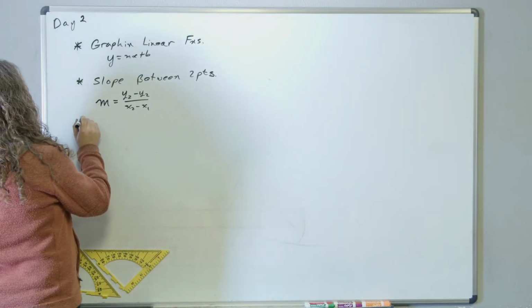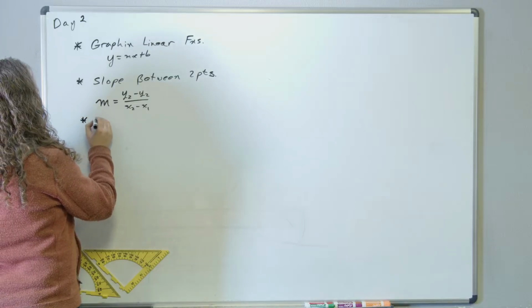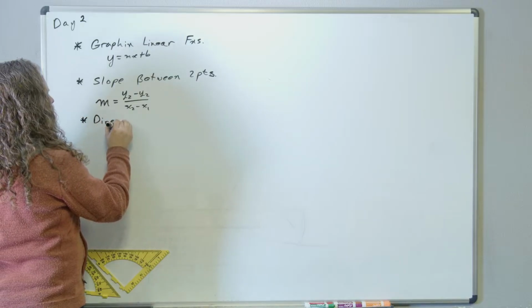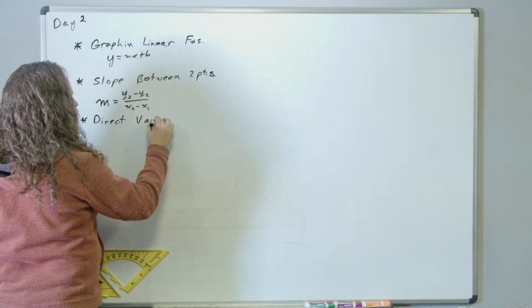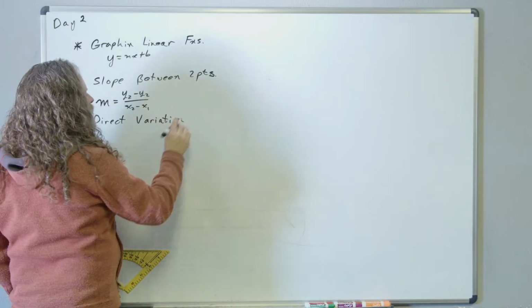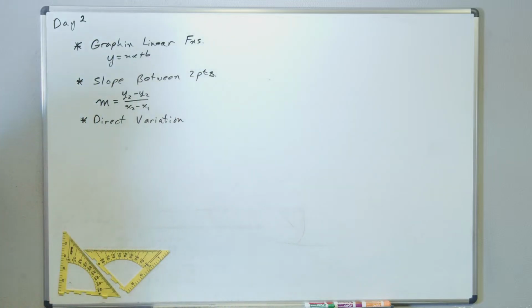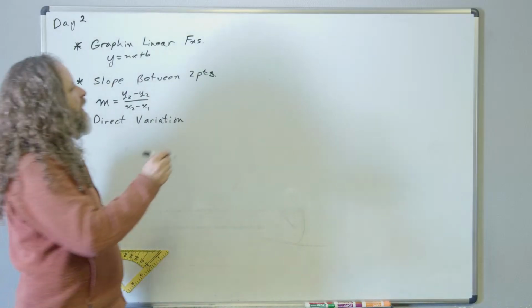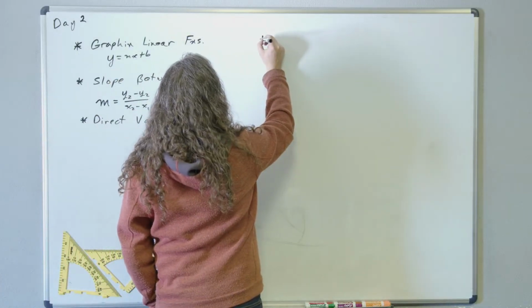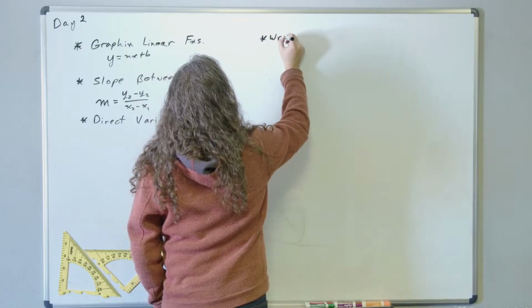You need to be able to solve direct variation problems. That's like that bonus question on that other test, right? You will need to write equations of lines given different types of information. Right?